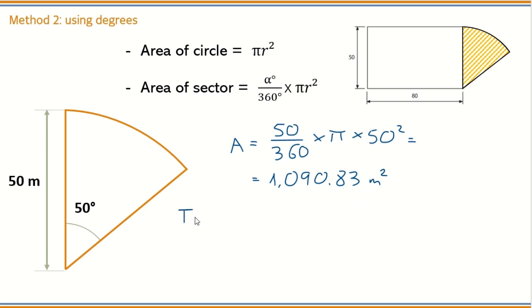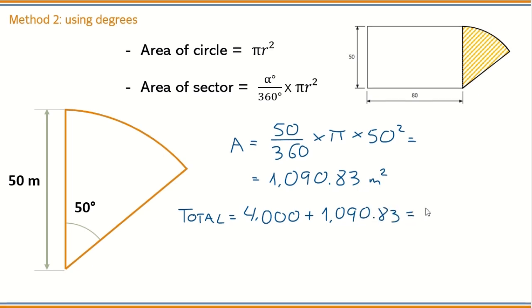And as we did before, to calculate the total area, we need to add the area of the rectangle, which was 4,000 plus the area of the sector. And this is 5,090.83 meters squared.